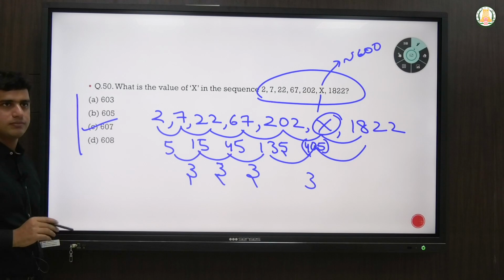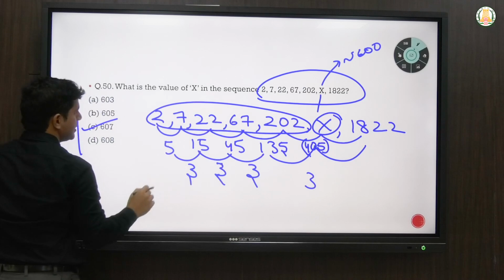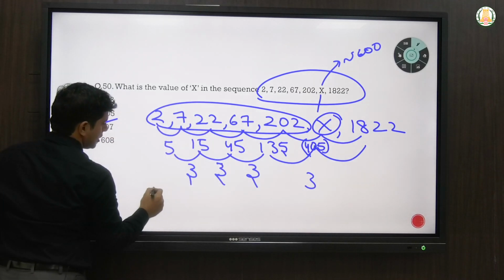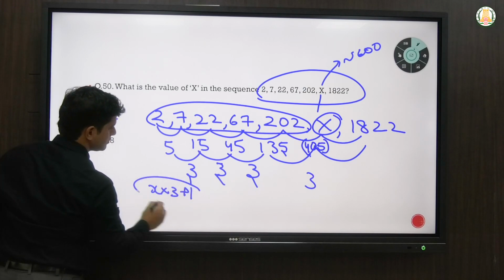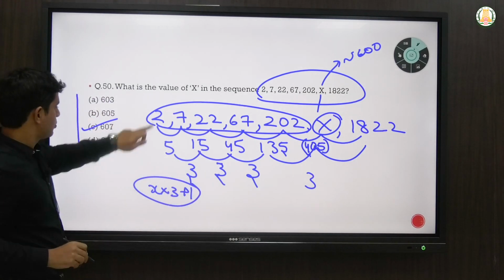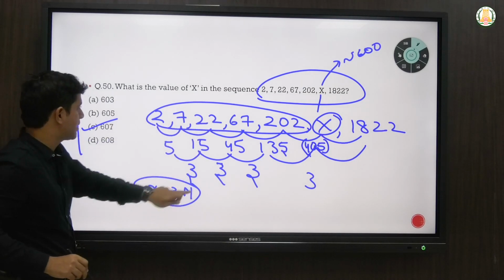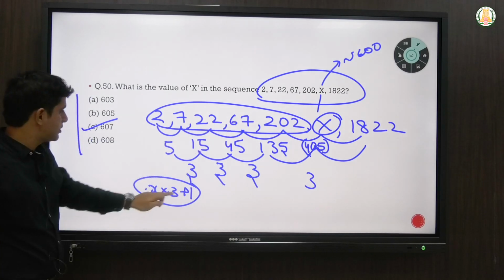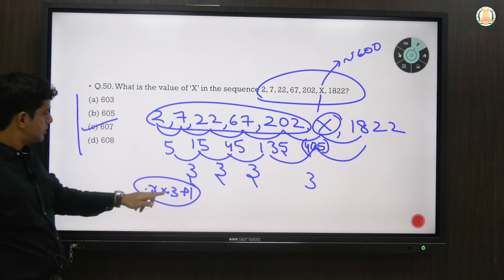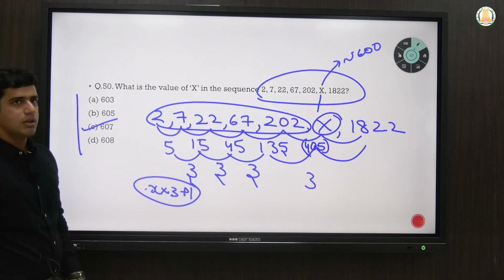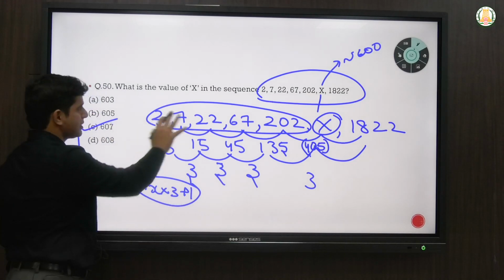It is in the 600s. And if you see even more closely, these numbers are actually of the form x into 3 plus 1. That means 2 into 3 plus 1 is 7. 7 into 3 plus 1 is 22. 22 into 3 plus 1 is 67. 67 into 3 plus 1 is 202. 202 into 3 plus 1 will be 607. 607 into 3 plus 1 will be 1822. Okay, that is the formula, but don't go by formulas. Just go by the options and the basics.